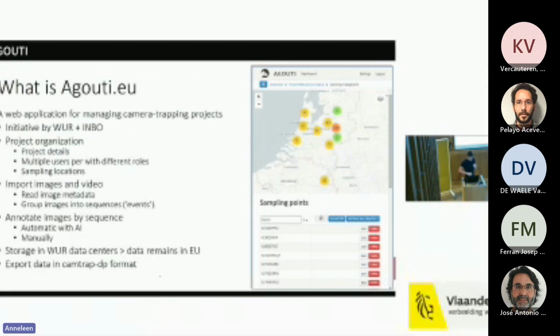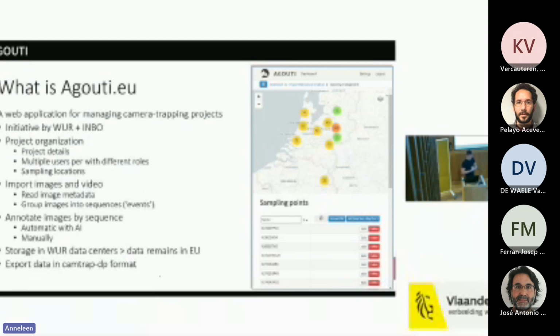So just briefly about Agouti itself, it's an initiative that was started by Wageningen University and INBO together as partners in this project, because we had an overlap in needs and we thought, hey, we can do this separately, but it's much better if we do it together because then we can share resources.